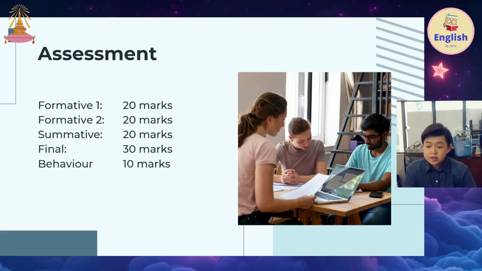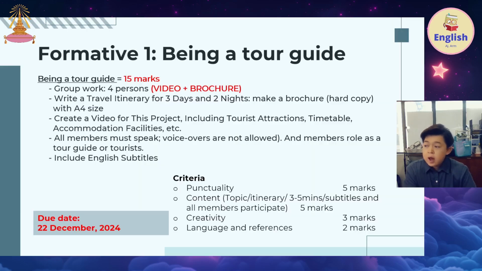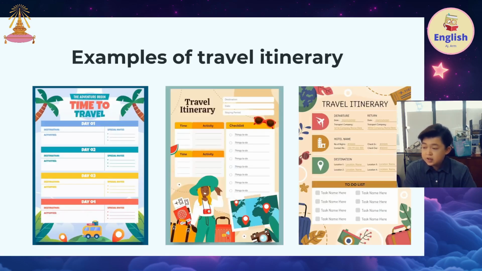Next, talking about the assignment and the project that you need to complete. As I told you, for formative number 1, for being a tour guide, you need to make a video presentation with the brochure, write a travel itinerary, understand how to write it correctly and appropriately, and create a brochure in hard copy on A4 size. Don't forget to submit to me by this due date. So these are examples of the travel itinerary.